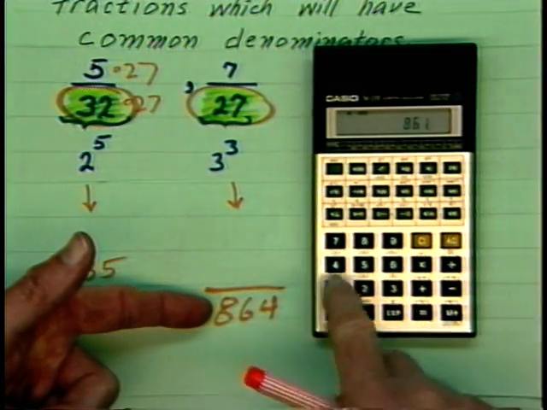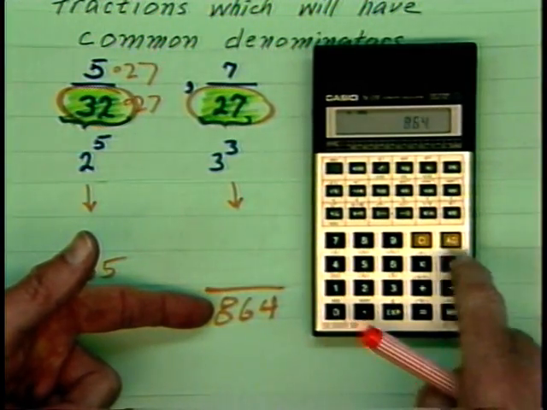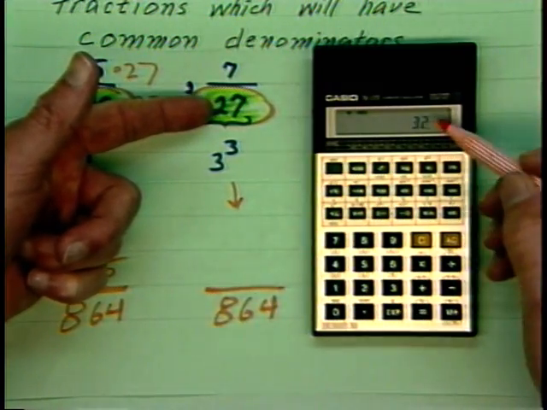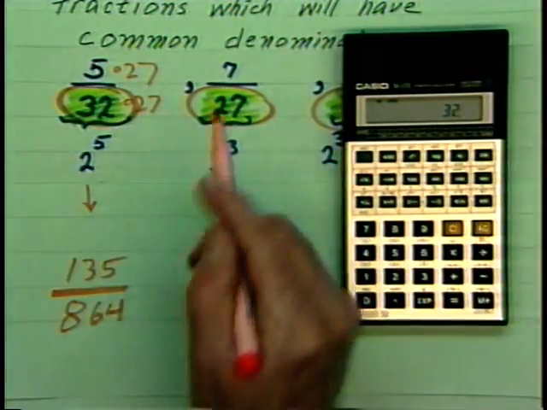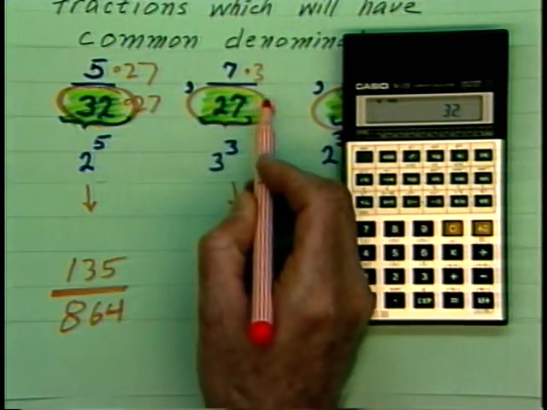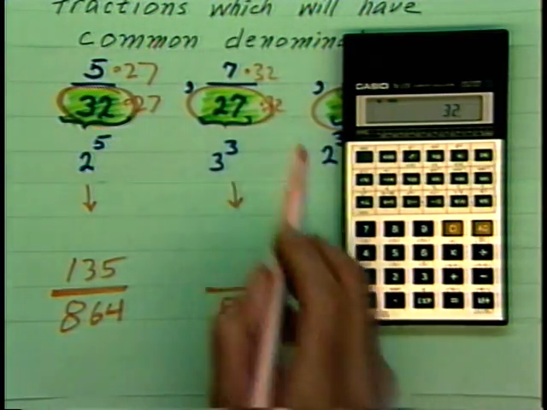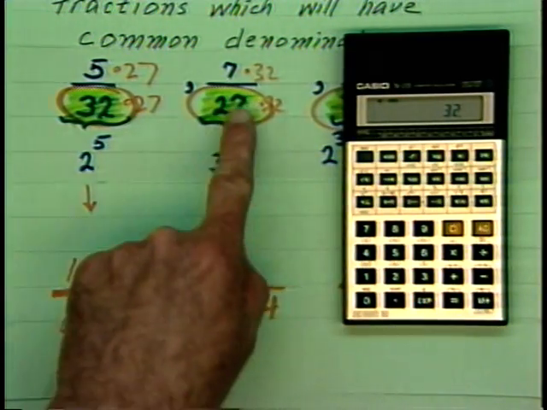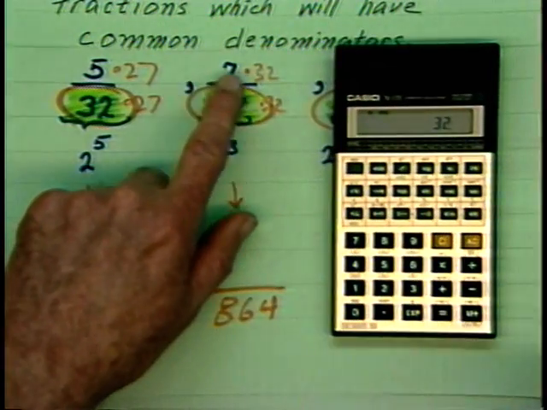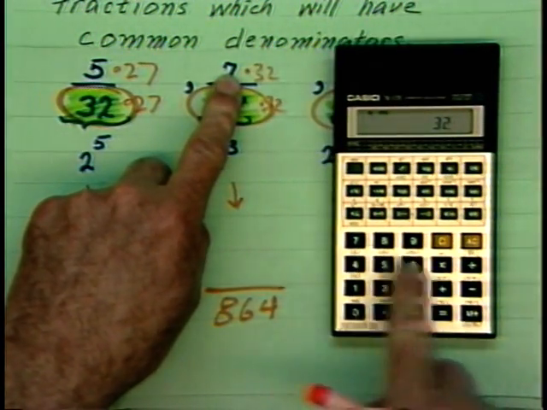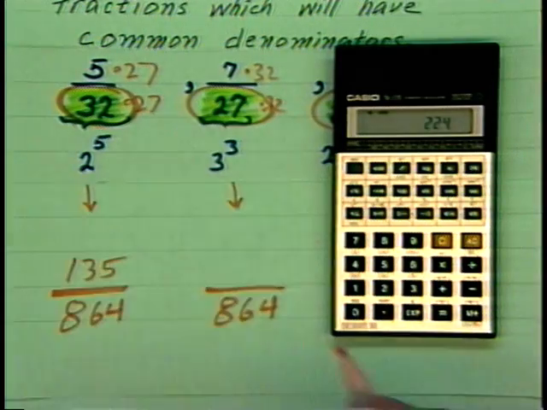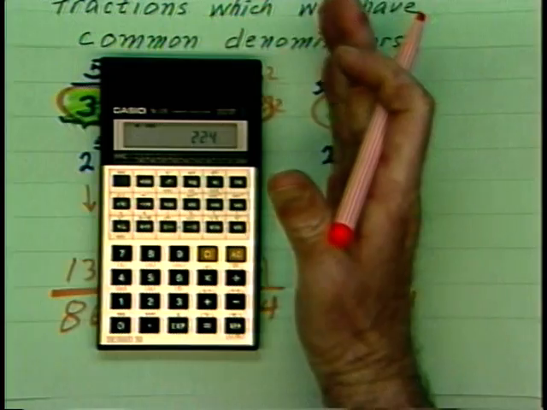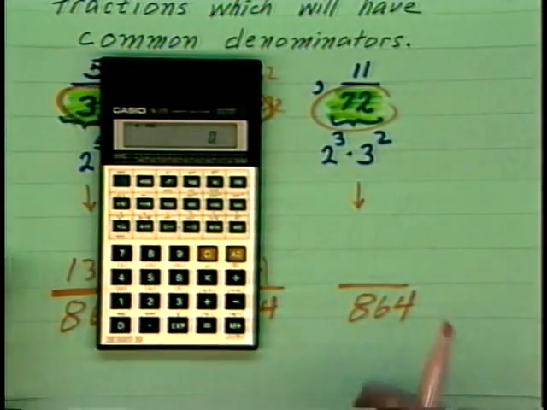864 divided by 27 goes in 32. So we're going to build this fraction by 32. And of course, multiplying the 27 on the bottom should give me 864, which is a nice check. Then multiplying 32 times the top, I get the new numerator of 224. And so on right down the line for all the fractions that we have.